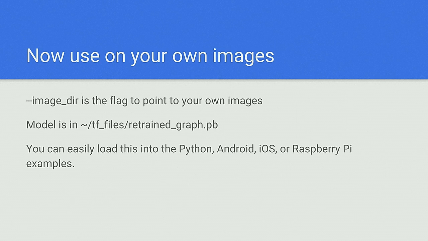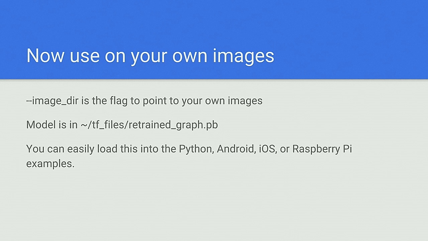And so you've done this with the flower images. The only thing you need to change for your own images is to make sure that you have your folders set up so that you have the different images in different directories. So each directory name corresponds to a label. And then use the --image_dir argument to point to the folder that you have all of your stuff in. And then you go through the exact same procedure and you end up with a model in retrained_graph.pb.